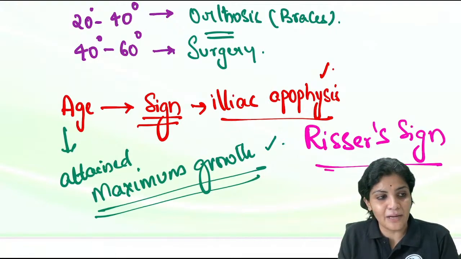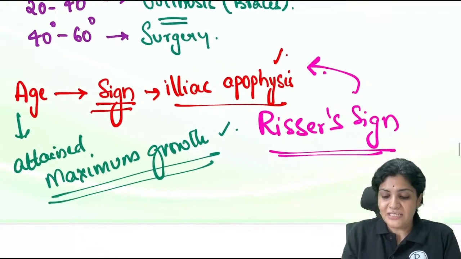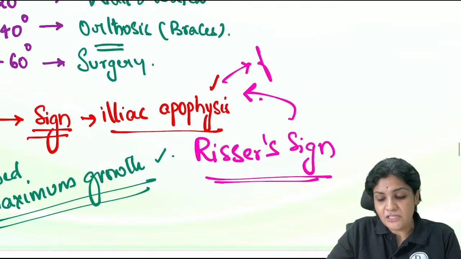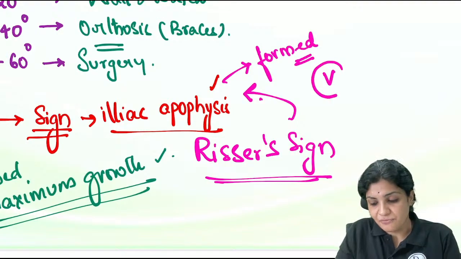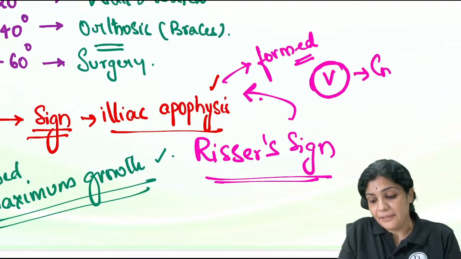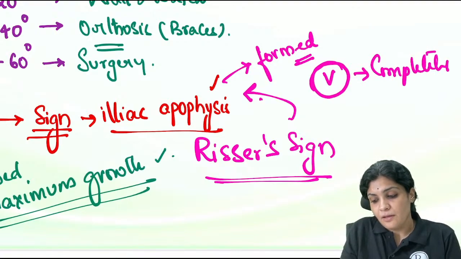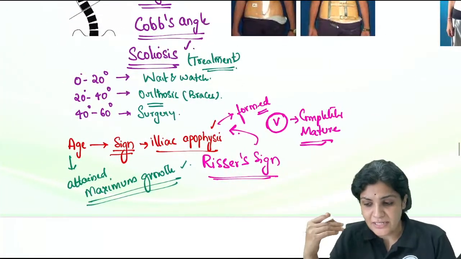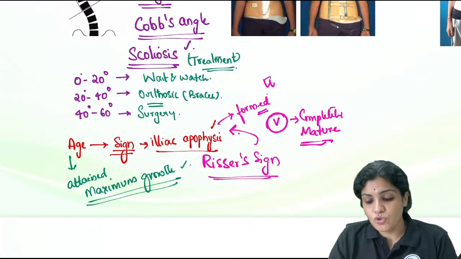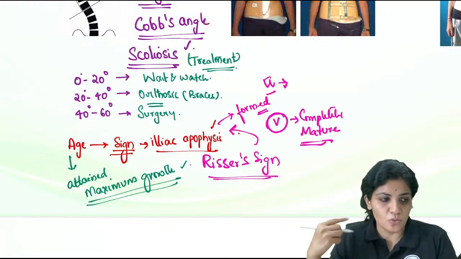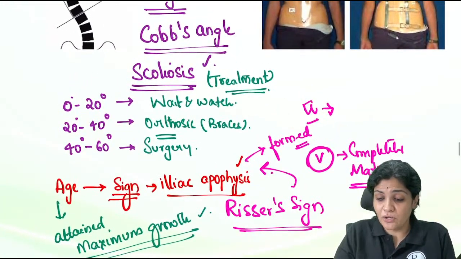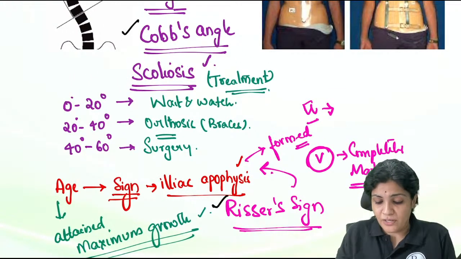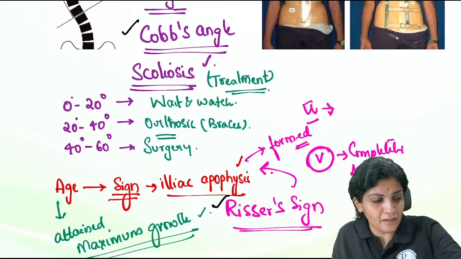The Risser sign is based on the iliac apophysis. We see how the iliac apophysis is formed. There are stages 1, 2, 3, 4, 5. If it has reached the fifth stage, that means it is a completely mature skeleton. Understood? If it is in stage 1 or 2, you can still wait for the patient to grow, and then start the treatment. So the two important things to remember in scoliosis are the Cobb's angle and the Risser sign. Is that clear?